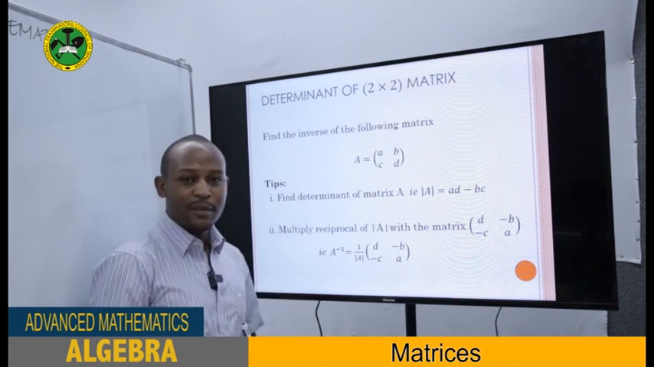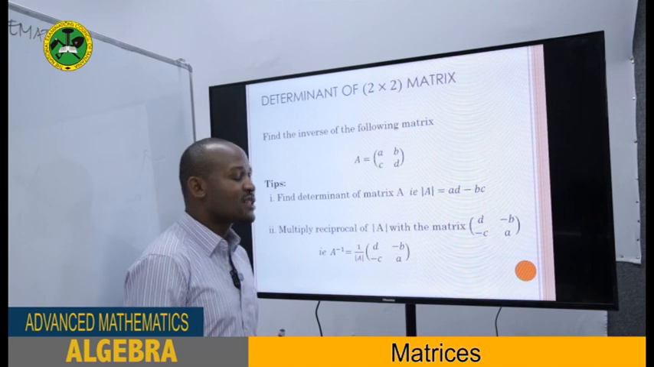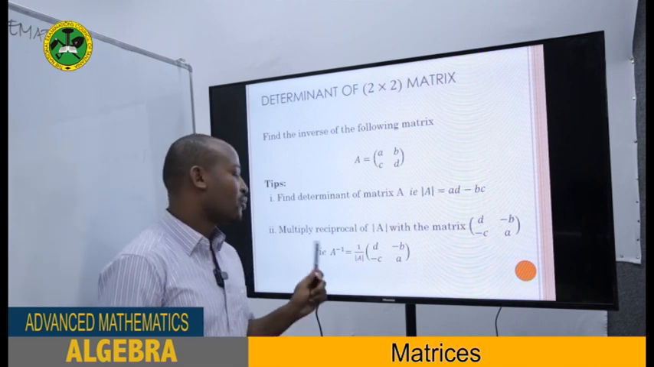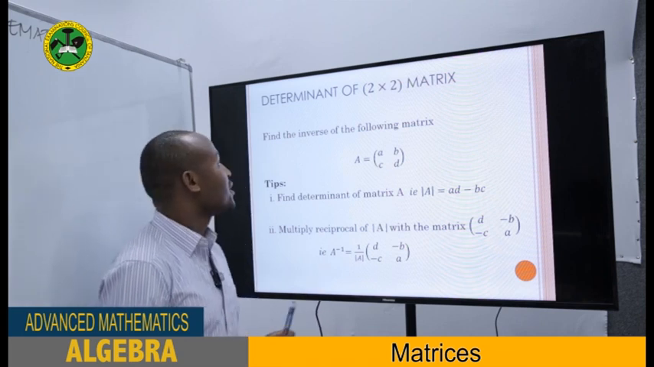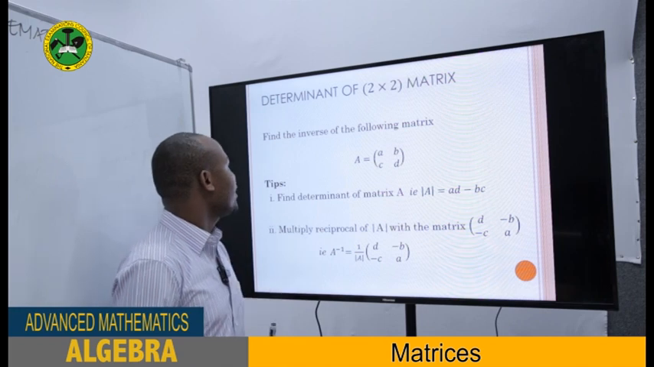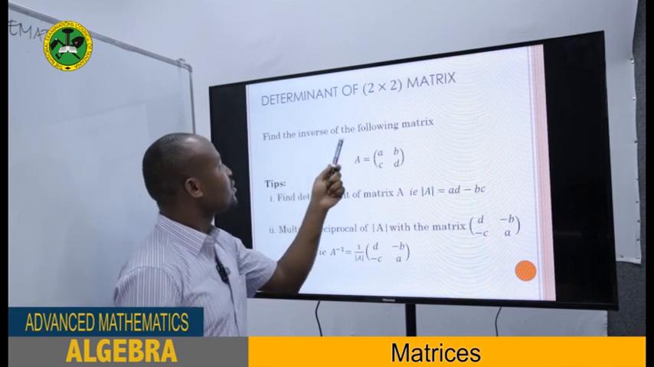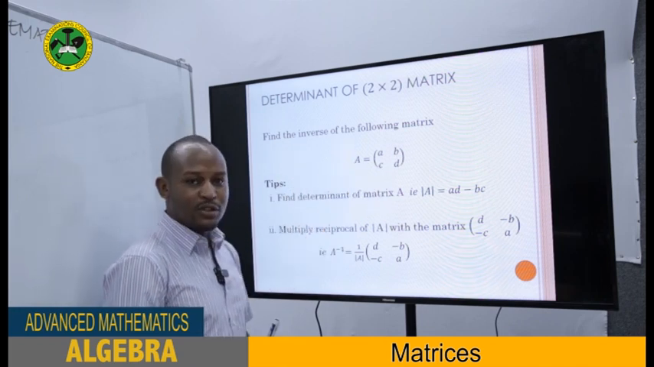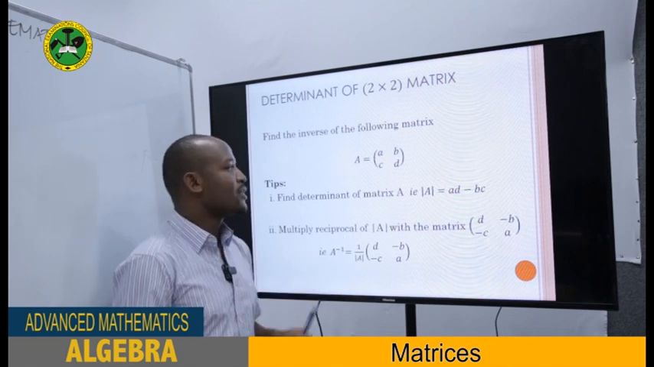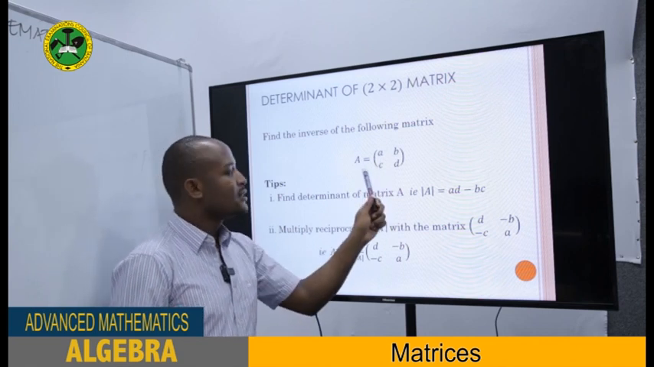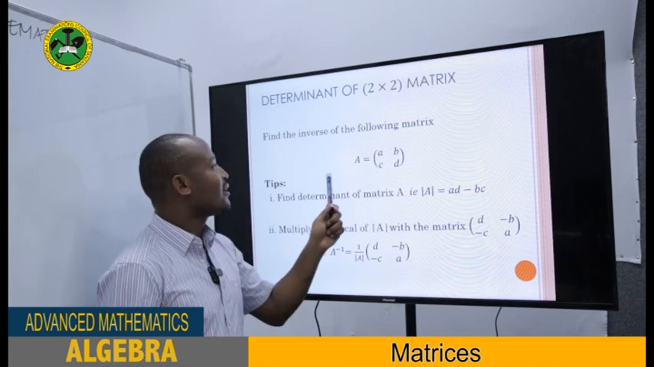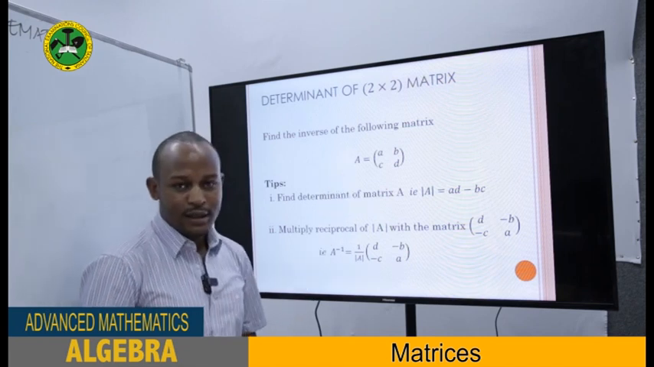Okay, now let's discuss the determinant of a 2 by 2 matrix, and when I explain the determinant of a 2 by 2 matrix, I will also explain how to find the inverse of a 2 by 2 matrix. So as to remind you, for example, we have: find the inverse of the following matrix, and the matrix goes by the name A with the elements a, b, c, and d. We are told to find the inverse of that matrix.